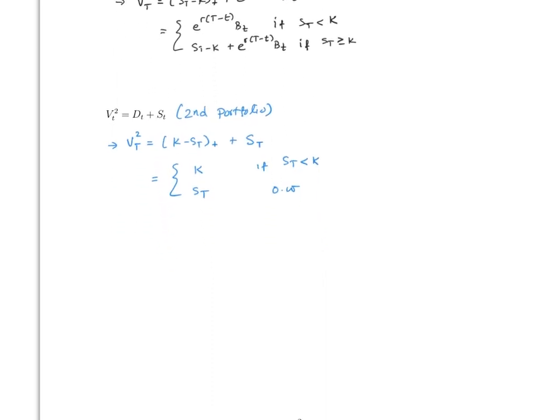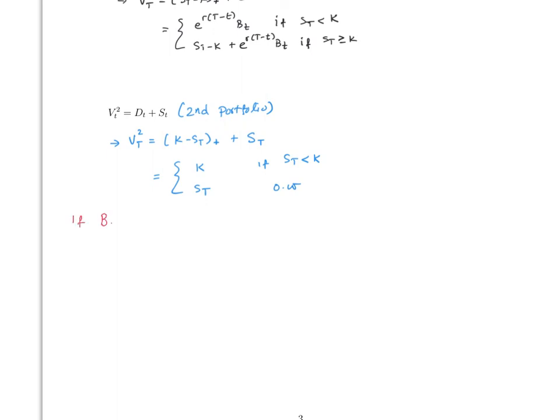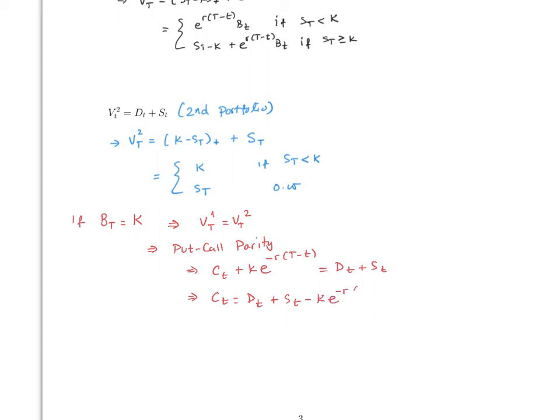Now, if the value of the bank account is equal to the strike price, then the first portfolio will be equal to the second one. Okay. So then from here we will get the put-call parity, which will be the following: C_t plus K e^(−r(T−t)) will be equal to D_t plus S_t, okay? Which implies that C_t will be equal to D_t plus S_t minus K e^(−r(T−t)).